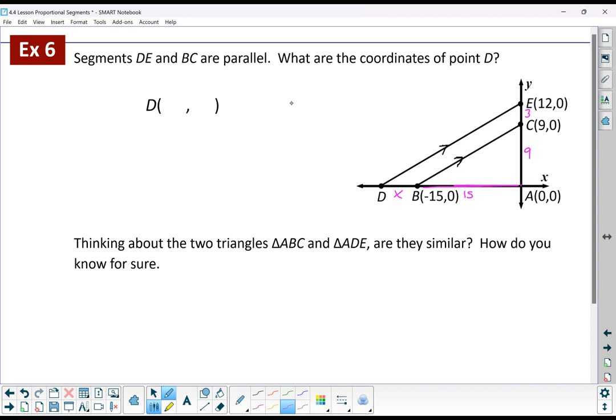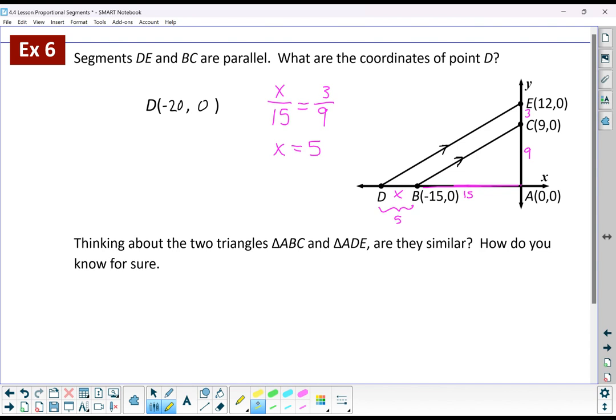So if I set up a ratio, a proportion with some ratios to help me solve, I'm going to do x divided by 15 is equal to 3 divided by 9. So solving for x, I just need to multiply by 15. And that gives me that x is equal to 5. So this length right here is 5. Well, that means that the coordinates of D, because D is to the left of B by 5 units, means D is at negative 20, 0.